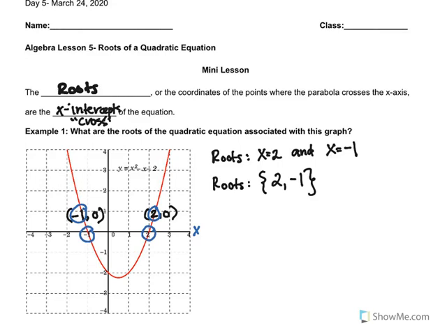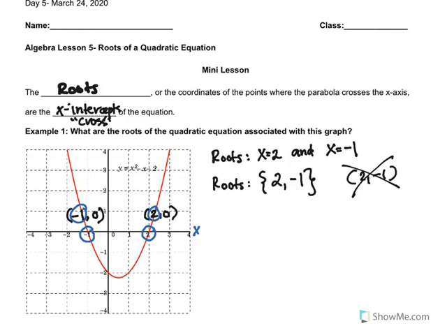So this is not a point. This is not the point (2, -1). That's not what that is. This is a set of values that includes 2 and -1. So here your roots are 2 and -1.